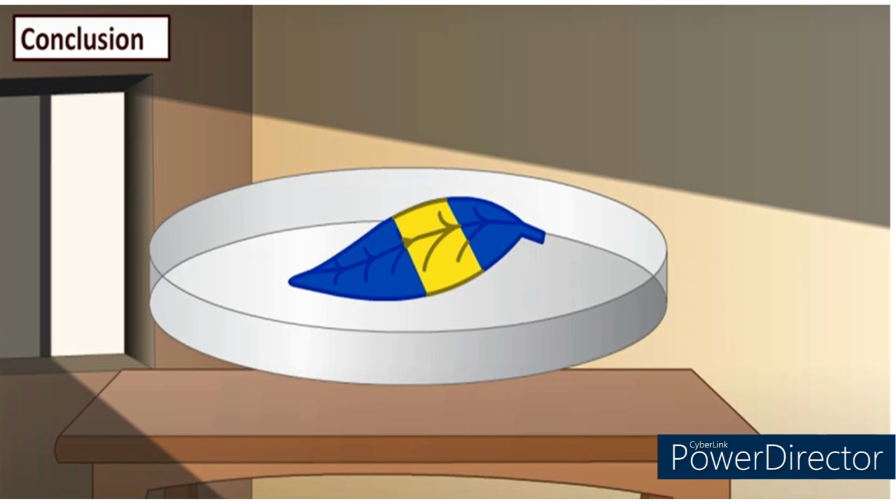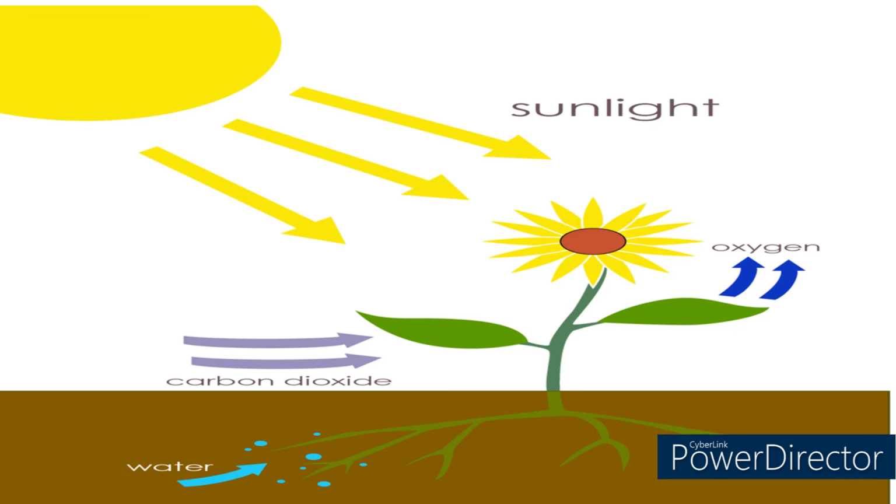From this experiment, we can conclude that sunlight is essential for photosynthesis.